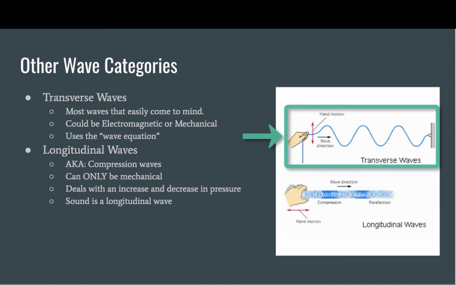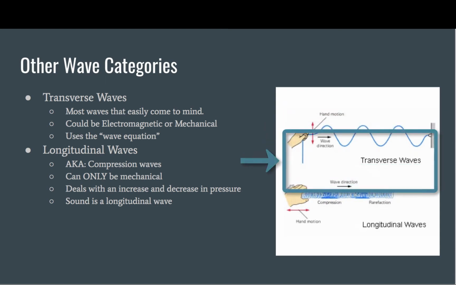These are most of the waves that we think of right off the bat. Water is a transverse wave. Parts of an earthquake are transverse waves. If you swing a rope back and forth, that's also a transverse wave. These could include electromagnetic or mechanical waves. They don't necessarily have to have a medium to go through. And to describe them, we use the wave equation, which we'll talk about soon.